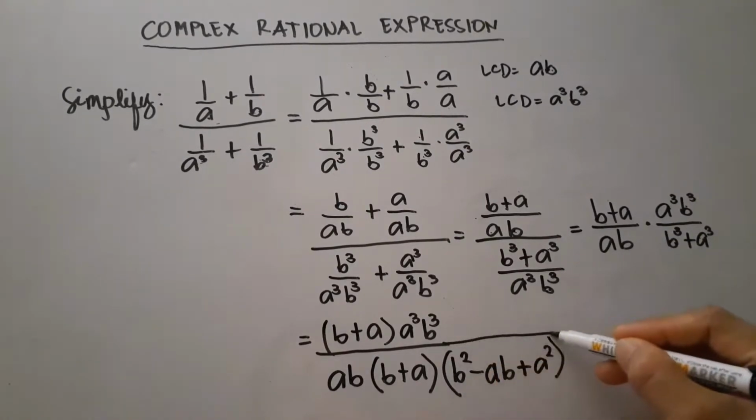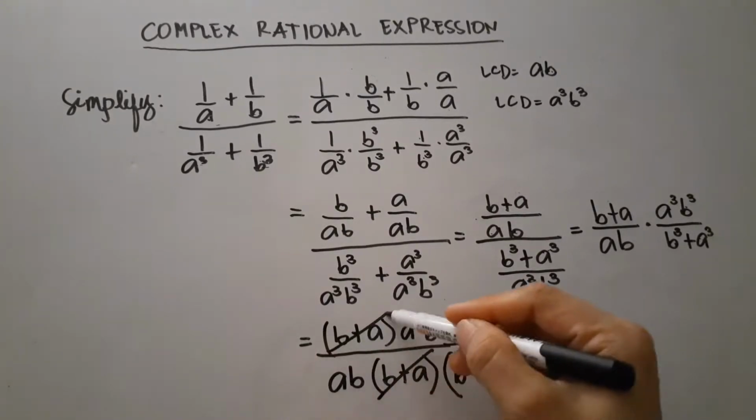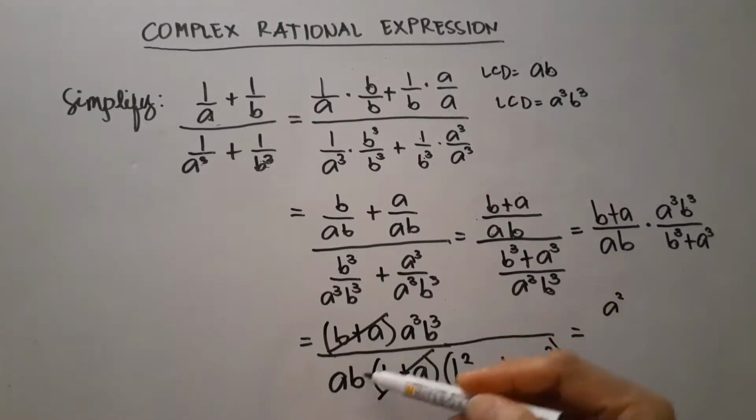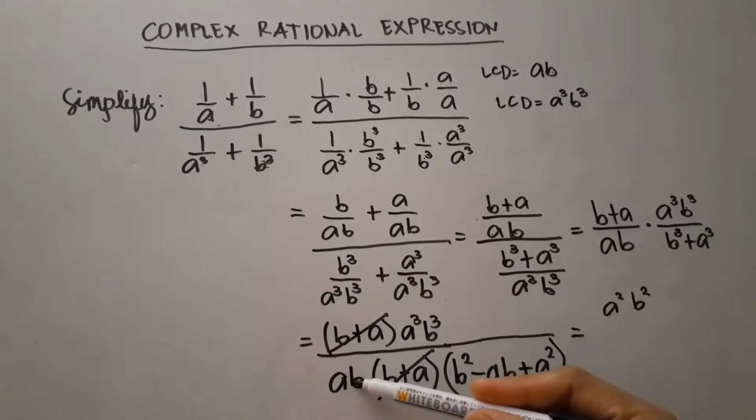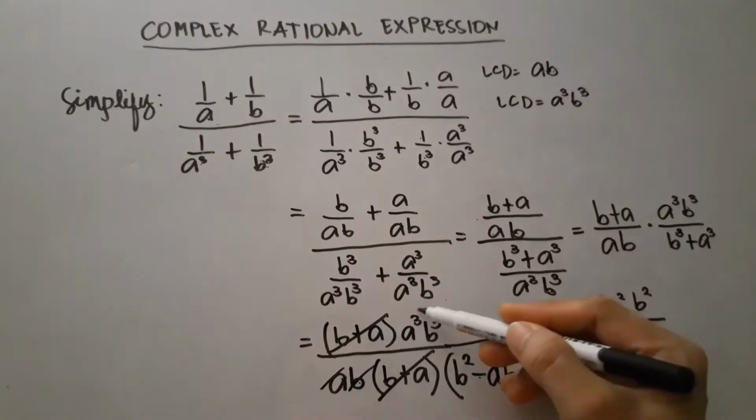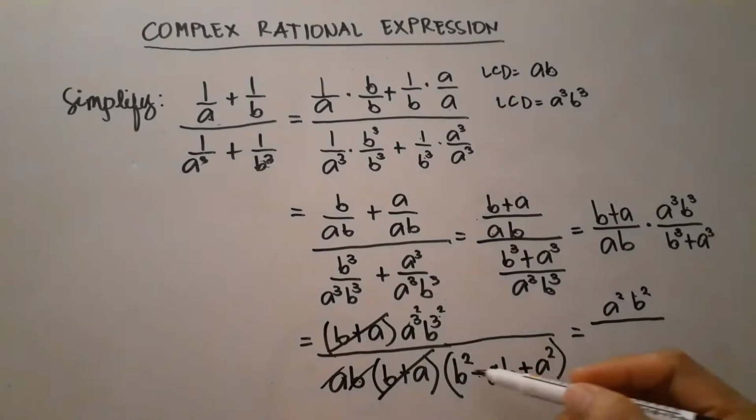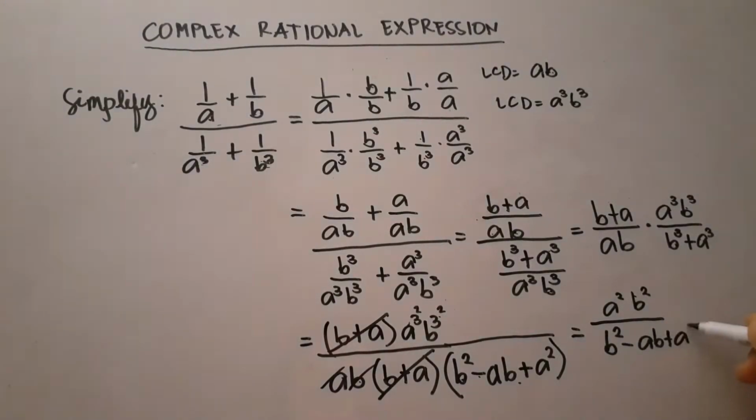Then we cancel out the common factor, so we have b plus a, and then a cube divided by a becomes a squared, b cube divided by b becomes b squared. We cancel out b plus a, and the remaining numerator is a squared b squared, and the remaining denominator is b squared minus ab plus a squared, and this is the answer.